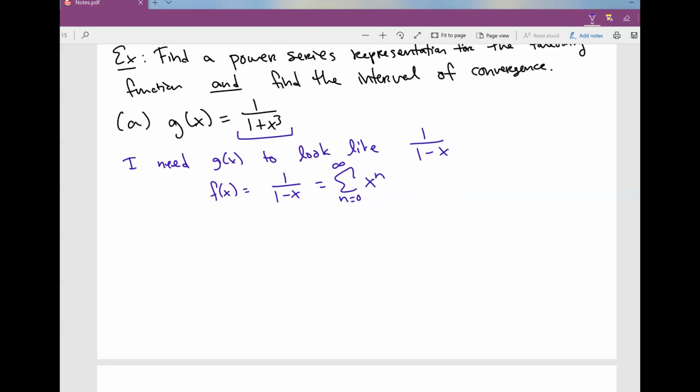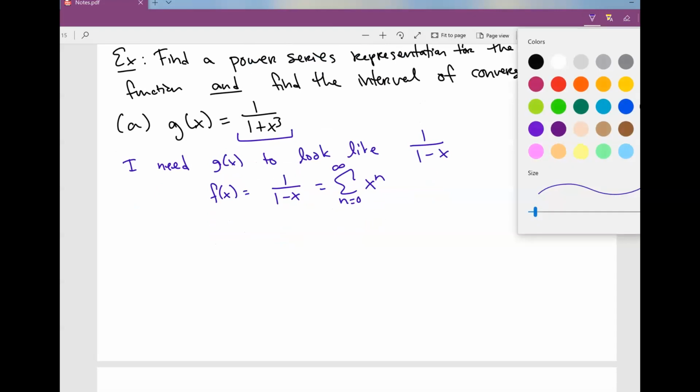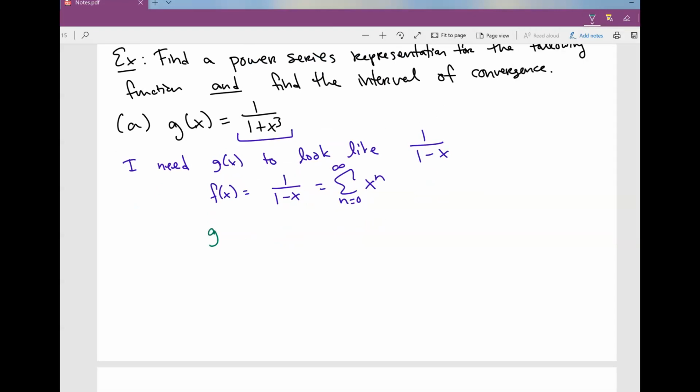But that's not quite what I want. I want g of x, which is equal to 1 over 1 plus x cubed. So how can I fix this? Well, first of all, I need to fix this negative. How can I change this to a positive? Well, I know that a negative times another negative gives me a positive. So I can write it like this, because then the negative and the negative are just going to go away.